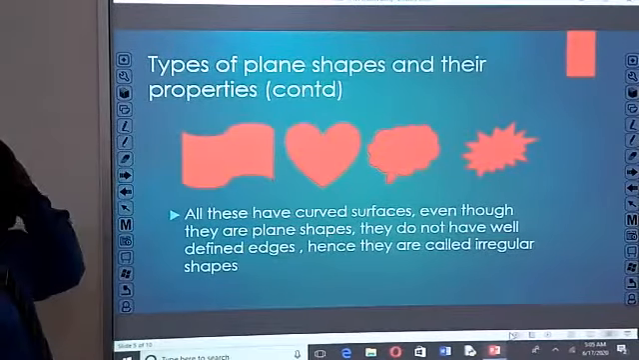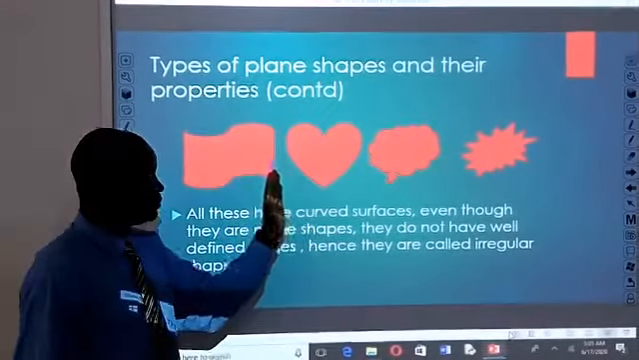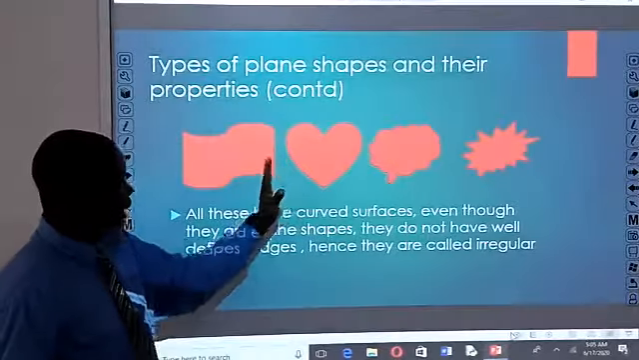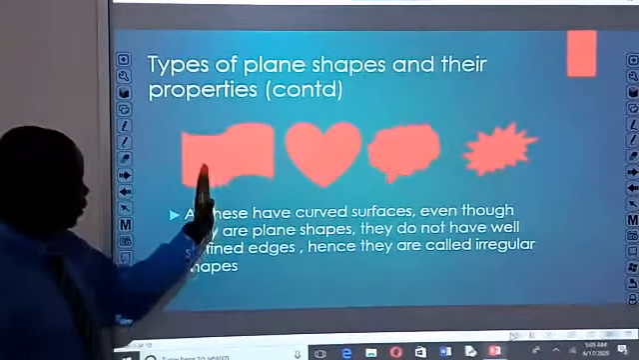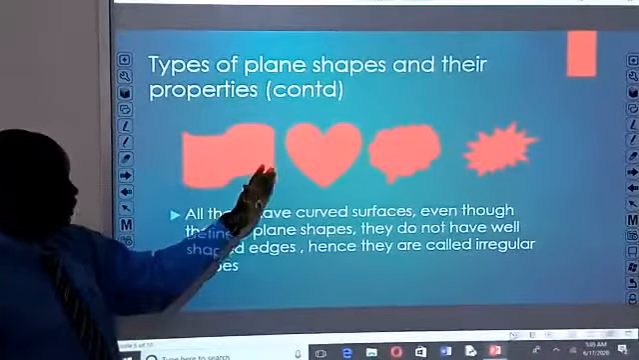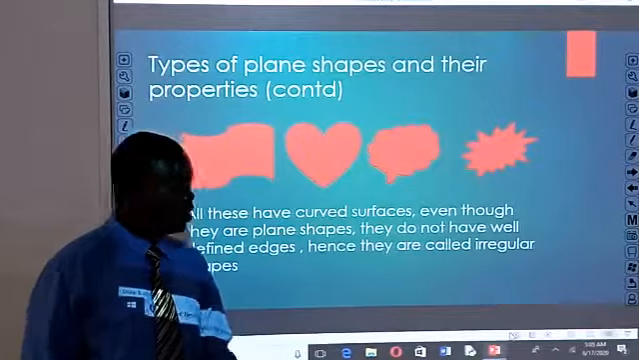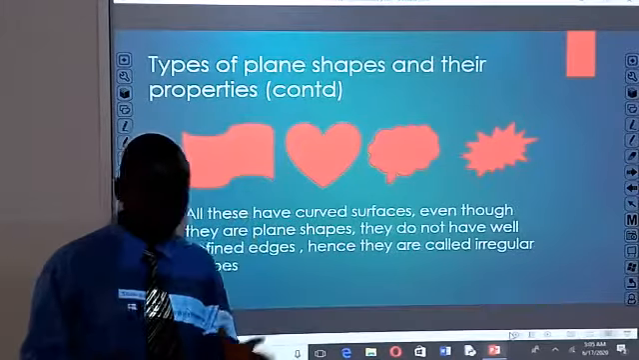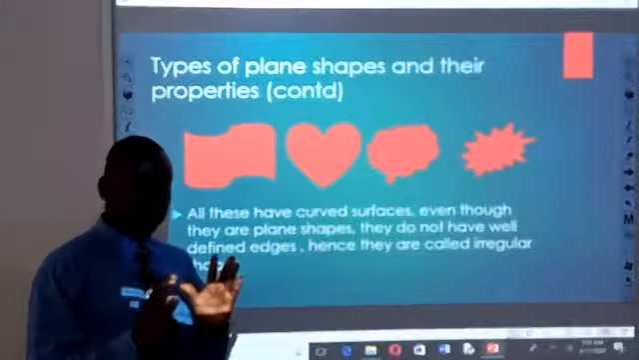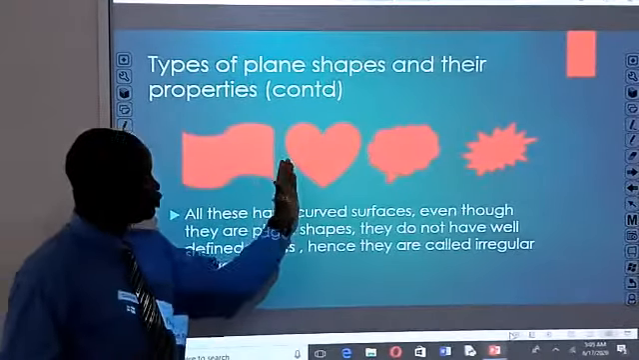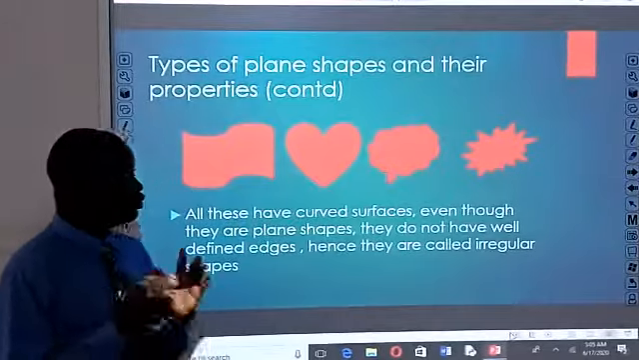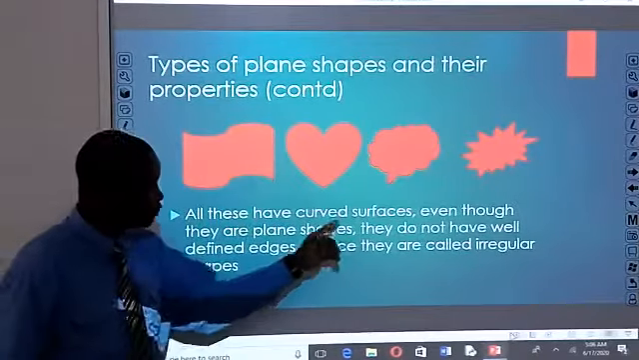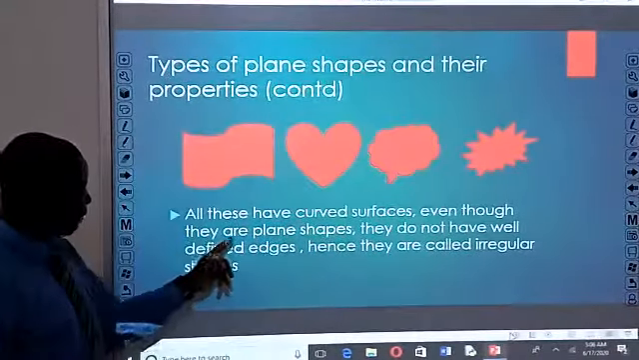Now, coming to this point, we can see these particular shapes are not regular. Sometimes you see a square that comes in a curved shape, and so on. That's why they are called irregular shapes. Now, I know you love the pictures of this kind of shapes, but the mathematical way of solving problems involving them is complex, unlike the regular shapes. When you are solving problems involving regular shapes, it's just direct because it is easier to do. When you come to solve problems with irregular shapes, you have to put a lot of things into consideration. All these have curved surfaces, even though they are plane shapes.